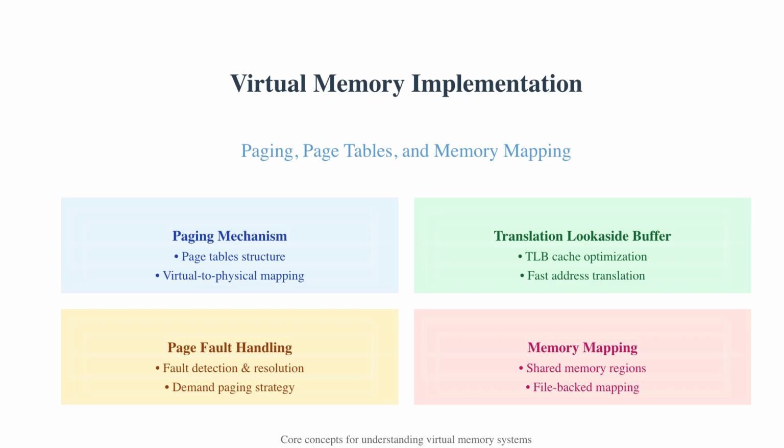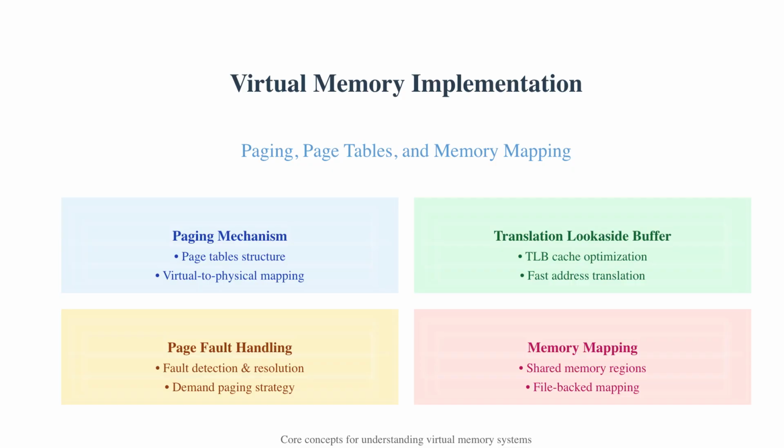That's where the translation look-aside buffer, or TLB, comes in. This specialized cache stores recently used page table entries, dramatically speeding up address translation by avoiding repeated page table lookups.